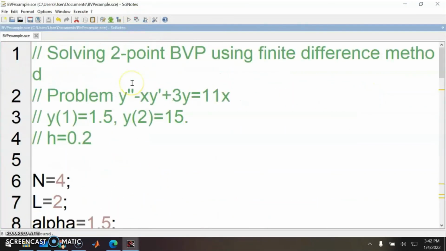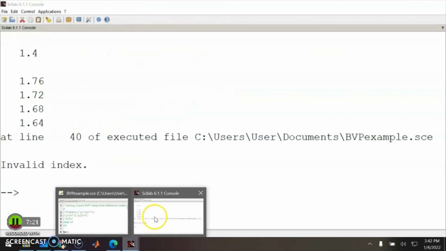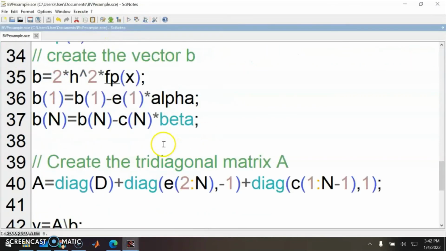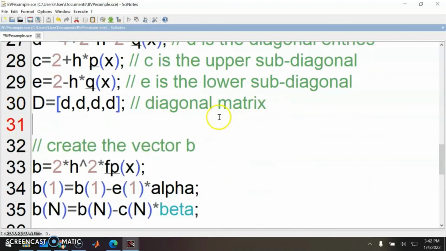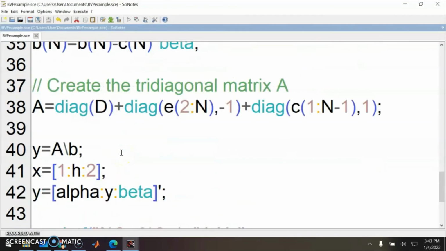Okay, let's clear the screen and run them all over again. Clear all, CLC. So clear all the memory, and CLC the screen. It's not clearing my screen actually. Okay, I have to remove something here. I think this is okay. Let's do this now. Invalid index again at line 38.